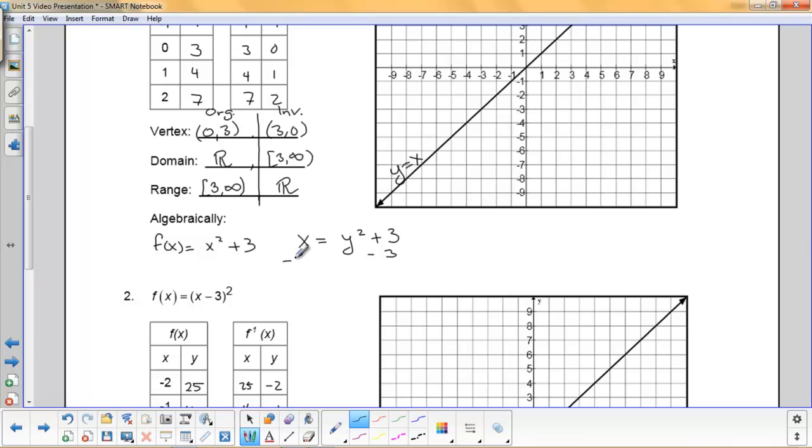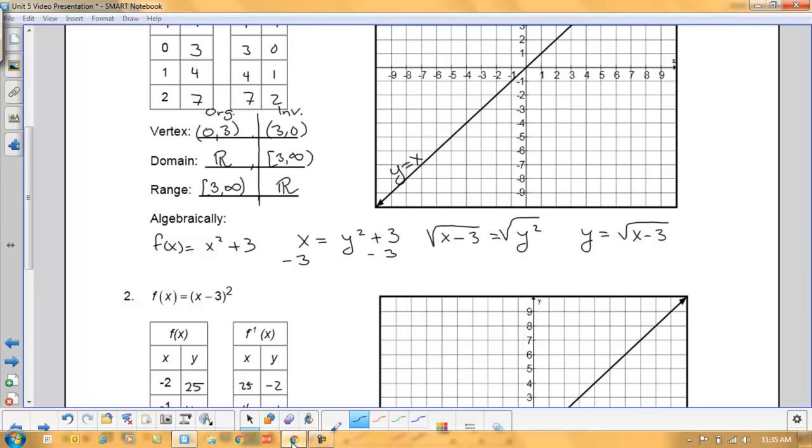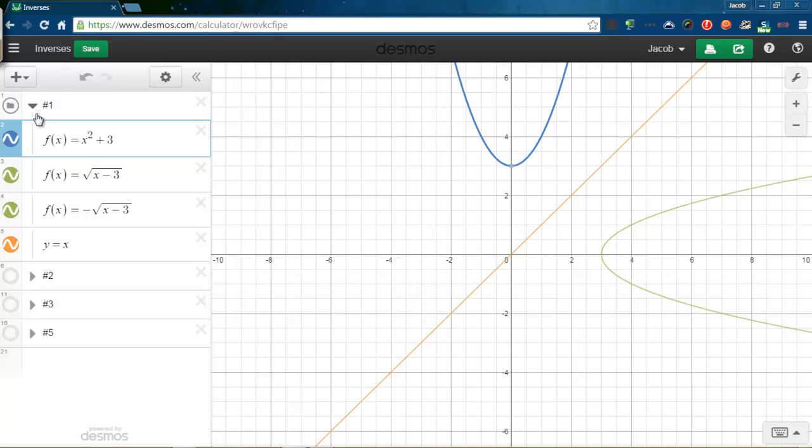Subtracting 3 from both sides gives me x minus 3 equals y squared. To get rid of the square, I must square root both sides. So it's going to be y equals the square root of x minus 3. Now let's go back and take a look at our graph for just a second.